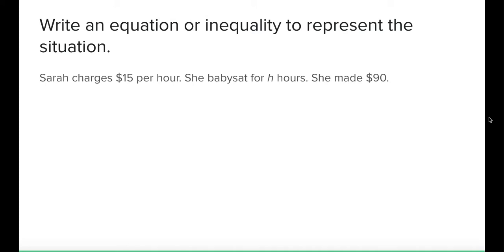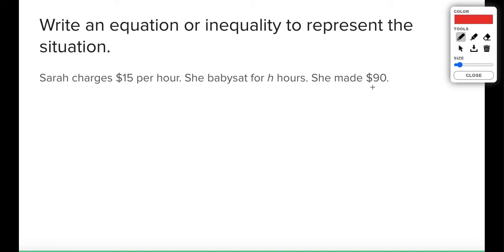Let's start by setting up an equation or an inequality to represent the situations. Sarah charges $15 per hour. She babysat for 8 hours. She made $90. Let's set this up.